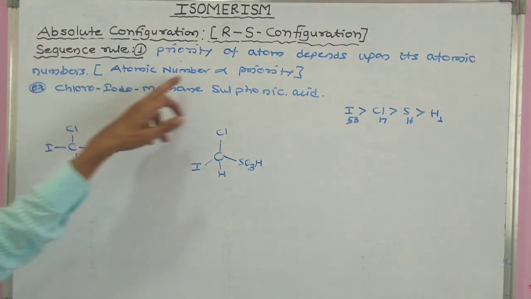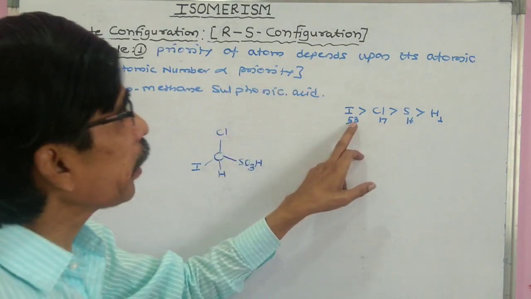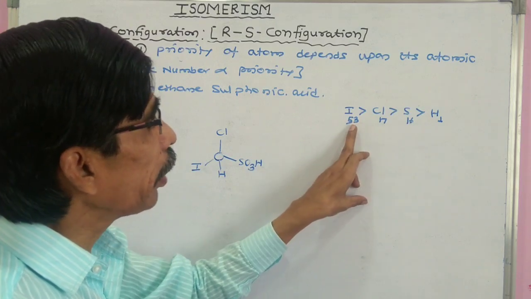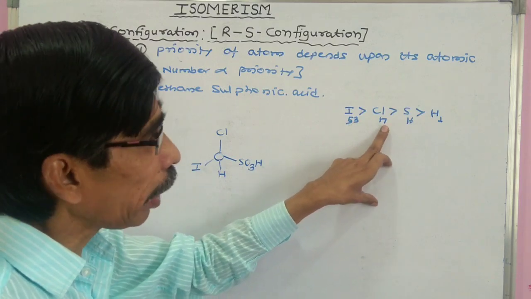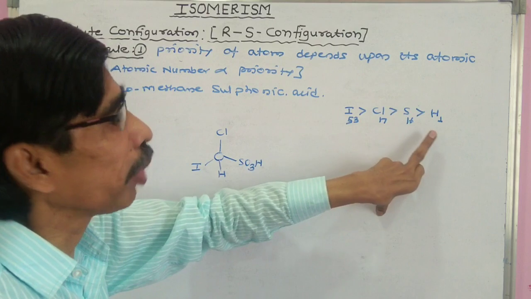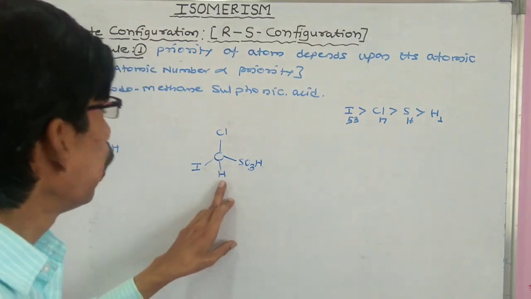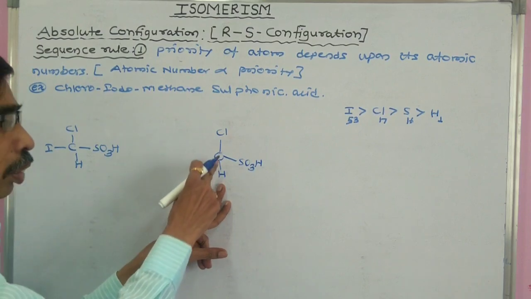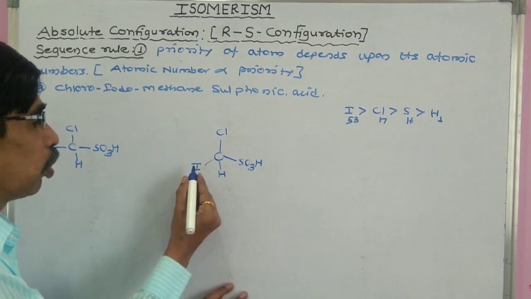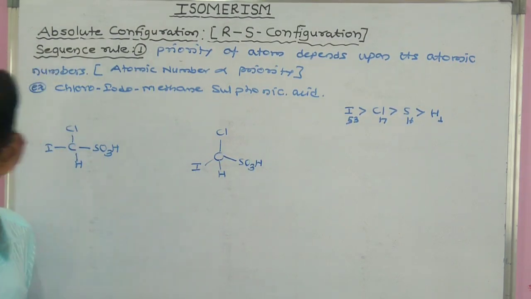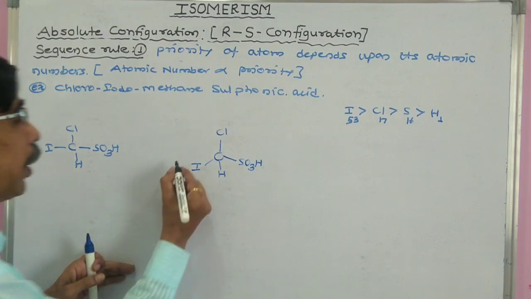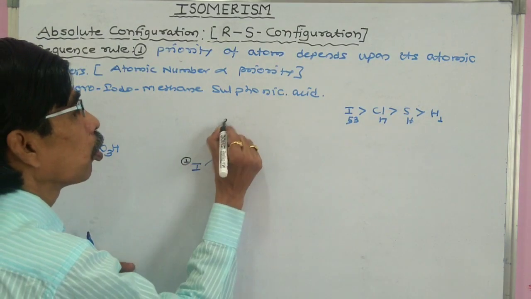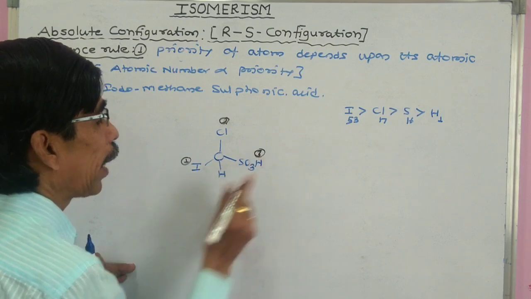Therefore, the atomic number is directly proportional to priority. The higher the atomic number, the higher the priority. Therefore, iodine has higher priority than chlorine, chlorine has higher priority than sulfur, and sulfur has higher priority than hydrogen. Now, the lowest priority atom is visualized away from us. Therefore, number 1 is iodine, number 2 is chlorine, number 3 is sulfur.